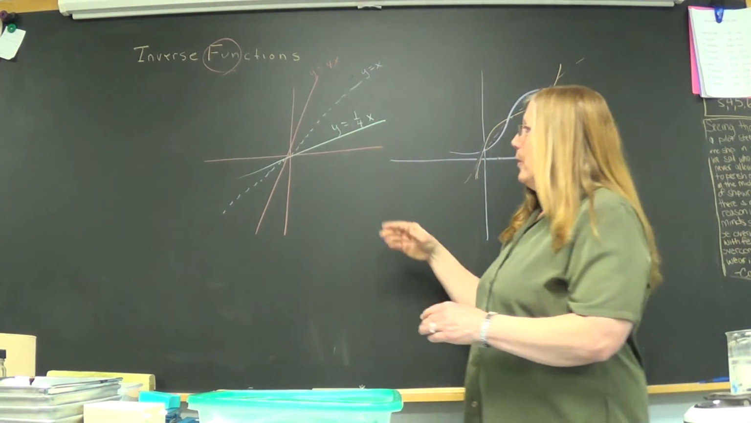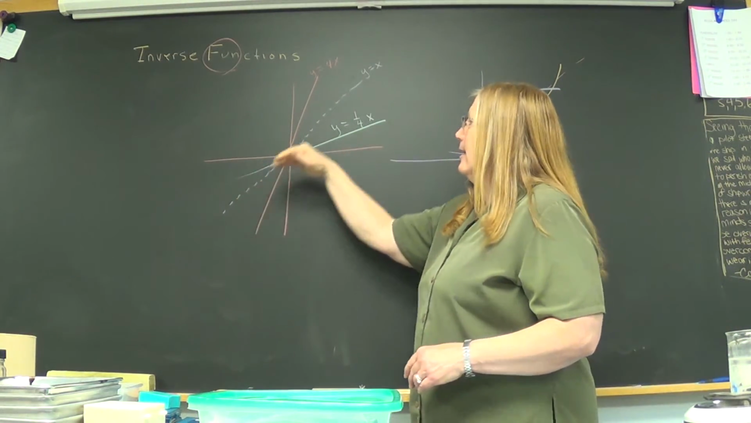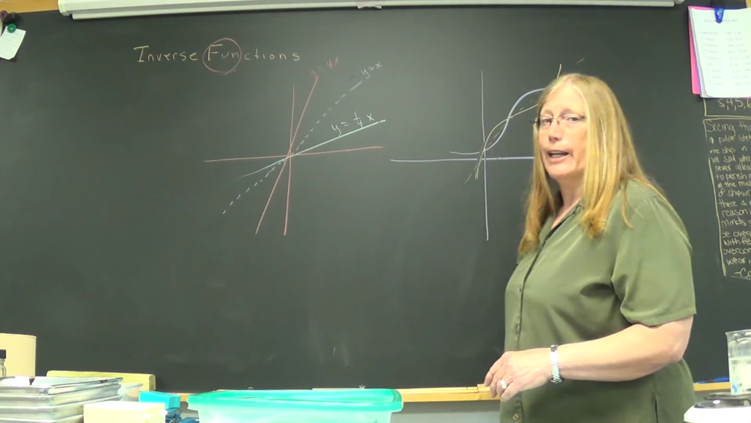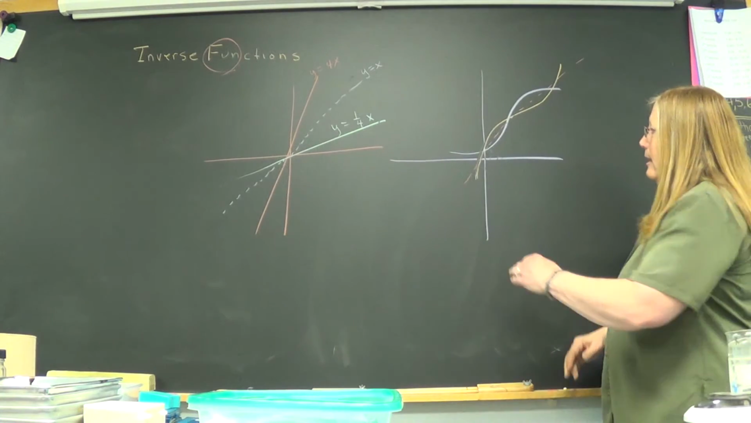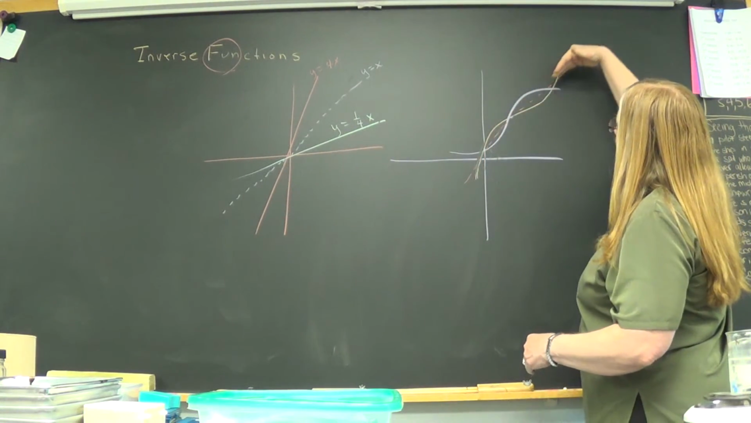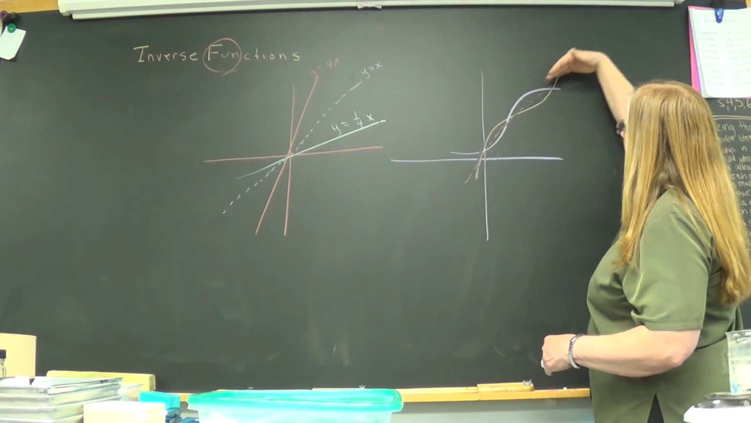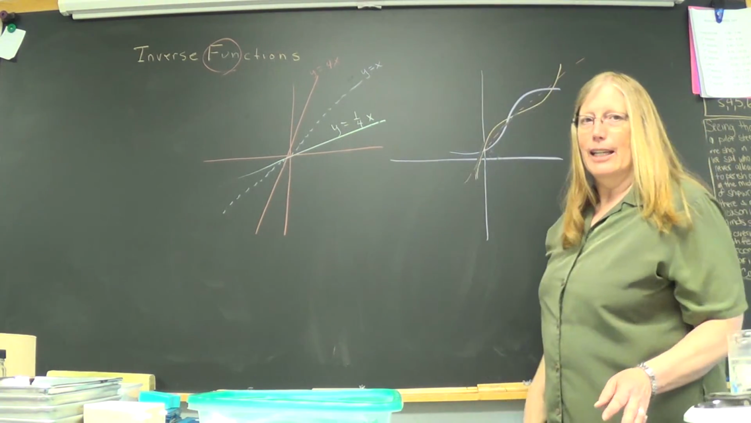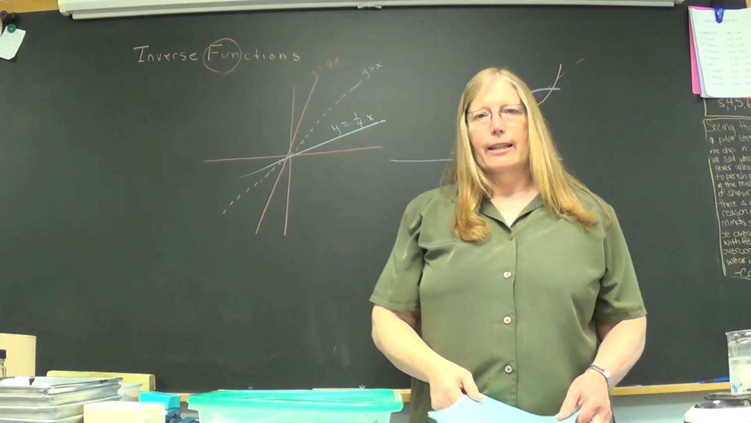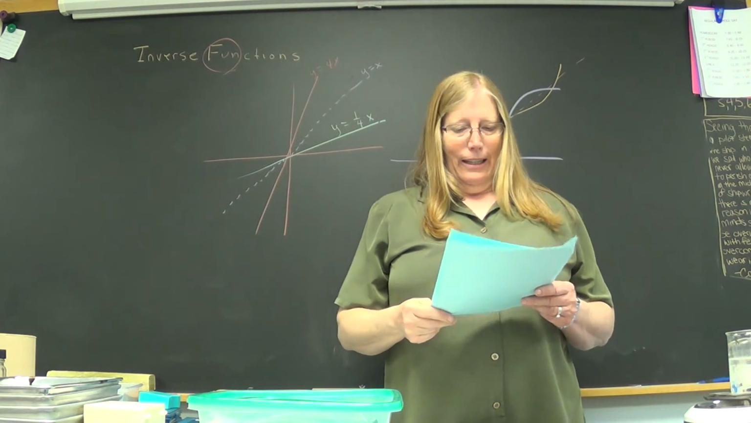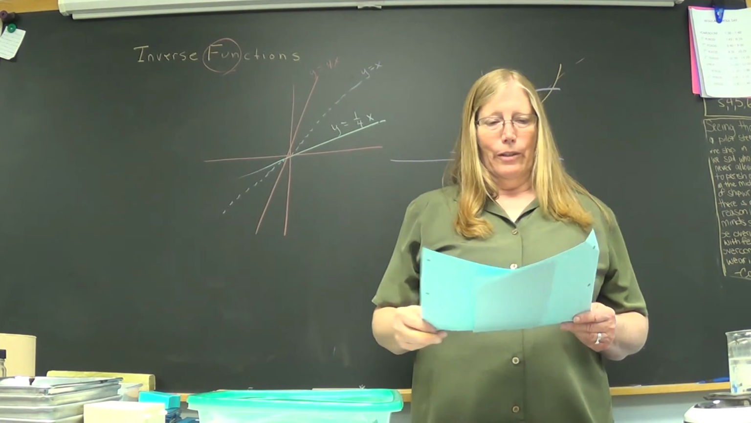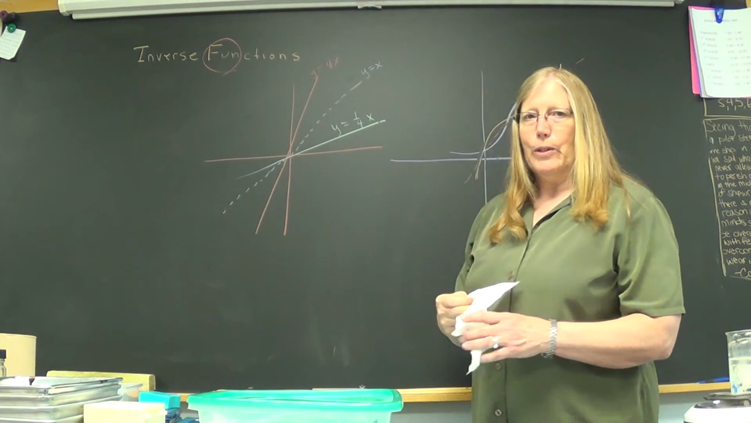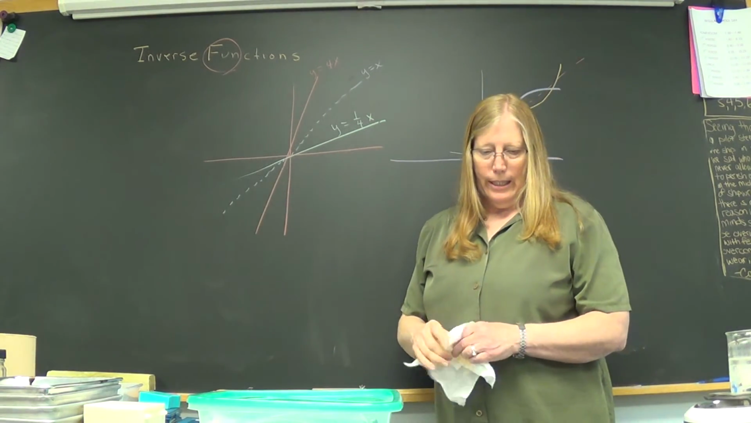So if I was to fold the board along this line, this green line would match against this pink line. It's a reflection across that line. If this was drawn well, and I could fold the board along this line, the purple would make an imprint on the orange. And that's how you can find quickly, with a quick draw, the inverse function's graph. All right, I'm going to shut this portion down and do one more segment.